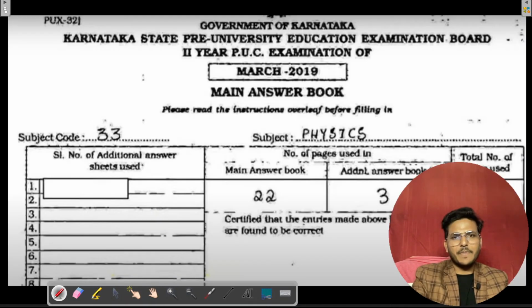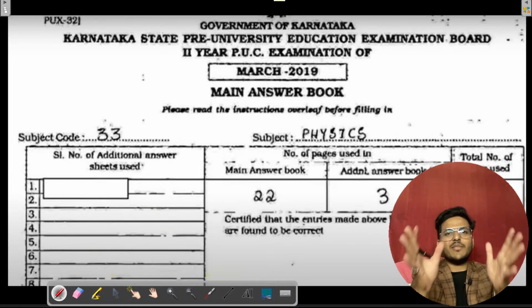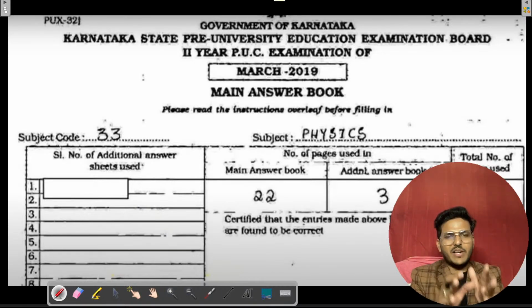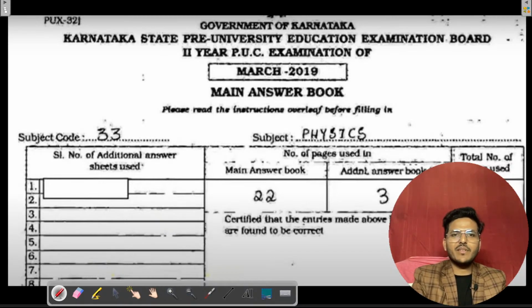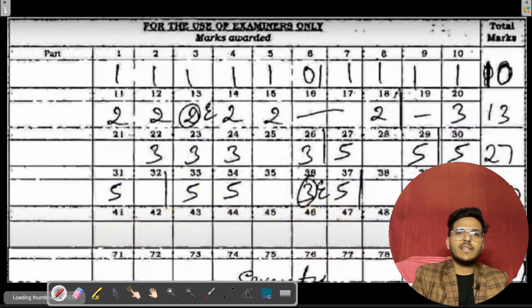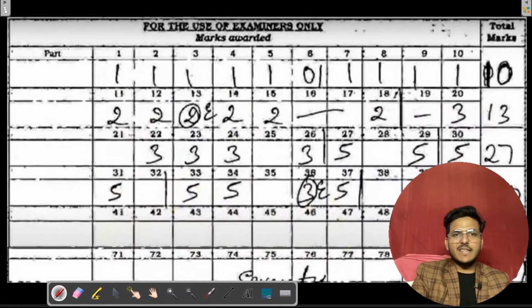Right. See, this is the front page of your answer book. This is the front page. As you know, there are some basic details you have to fill in the front box. Right. Then after this is your marks distribution page. This is your marks distribution page.